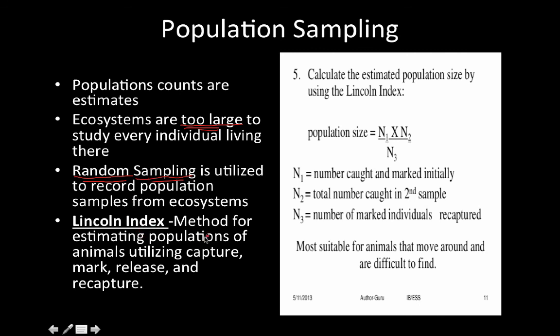The Lincoln Index is a way to do that. It's also referred to as capture, mark, release, recapture. See that down here. And the formula for that is right here: N1 times N2 divided by N3. And we'll work on that in class instead of showing you examples here.